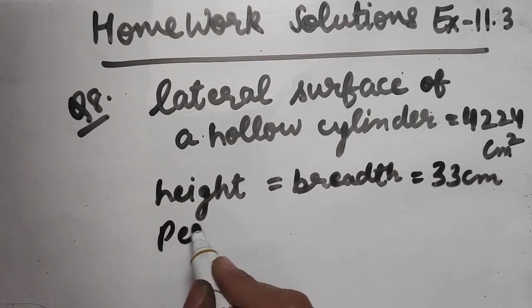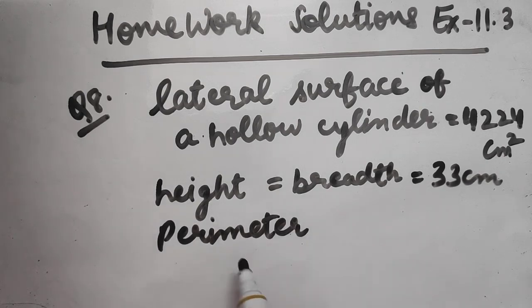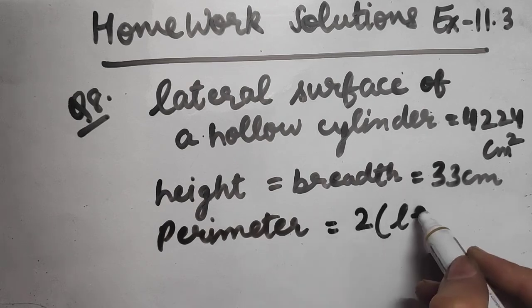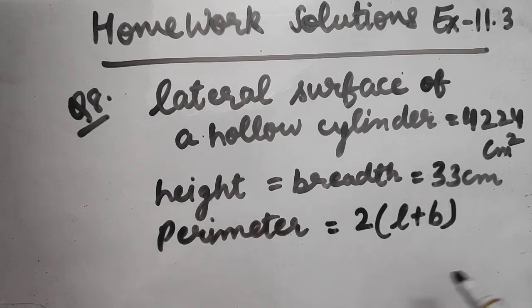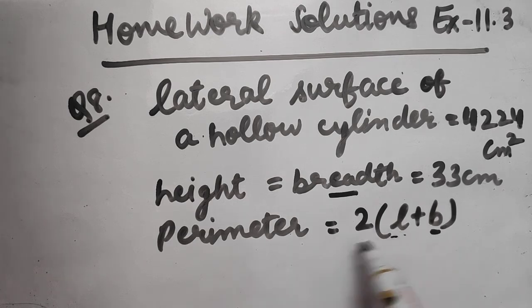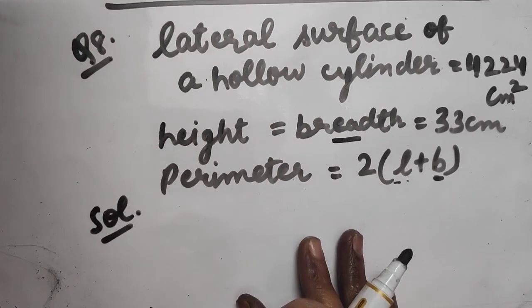We are supposed to find the perimeter of the rectangular sheet, and the perimeter of a rectangle is given by 2 times (length plus breadth). We have been given the breadth in the question, but we are supposed to find this L so as to get the perimeter. Now, how will we get this length of the rectangular sheet? So, let us see now the solution of this.